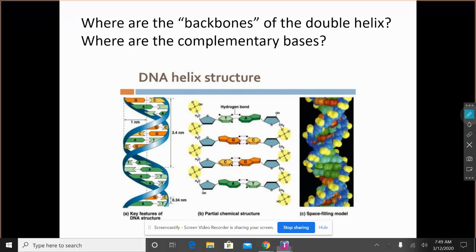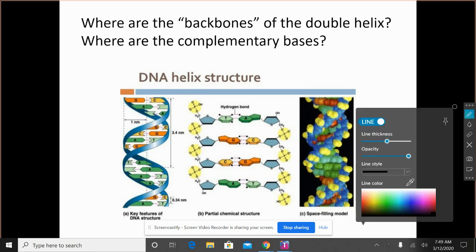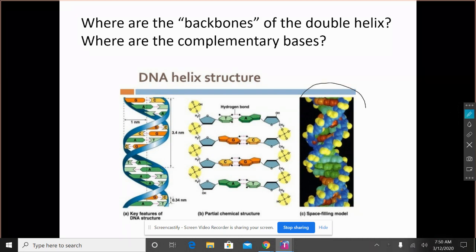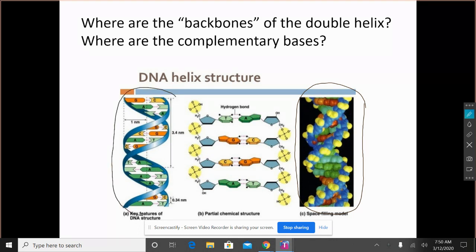Over here, let me grab my pen. Okay, over here, we have a space-filling model, so you can actually see the space that the different atoms in the DNA take up. Over here, we have a diagram that shows clearly one of the pieces of information we're going to talk about today, which is the backbones of the DNA.